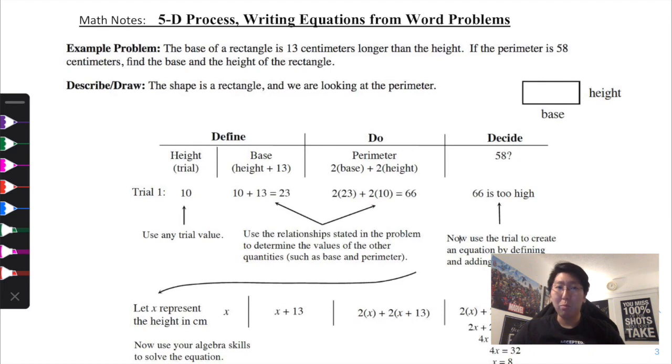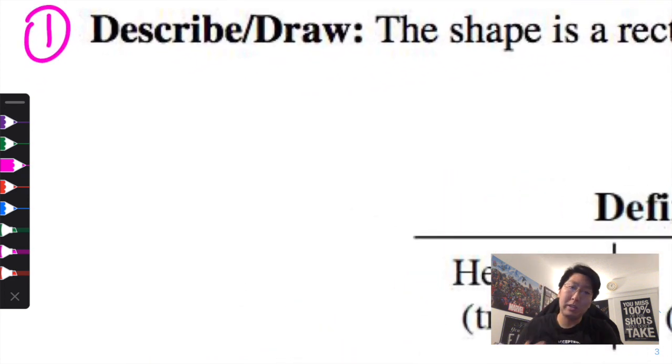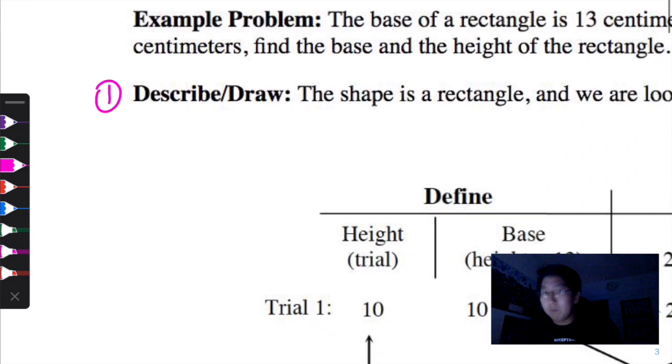The first D in the 5D process is when we draw or describe. I'm going to get into detail in just a second, but just so you know what 5D even means: draw and describe.